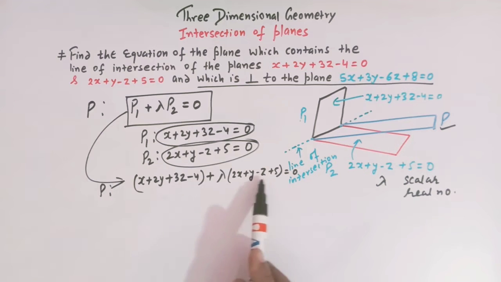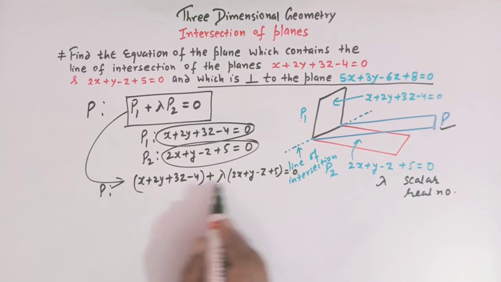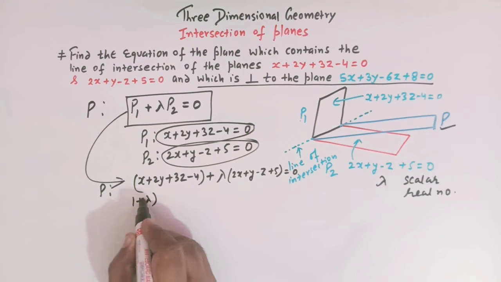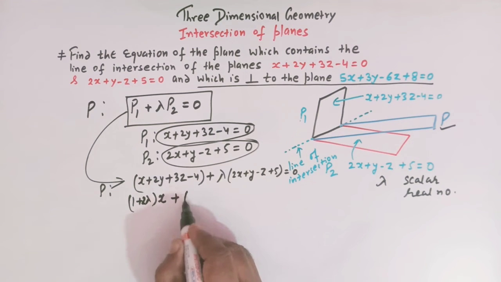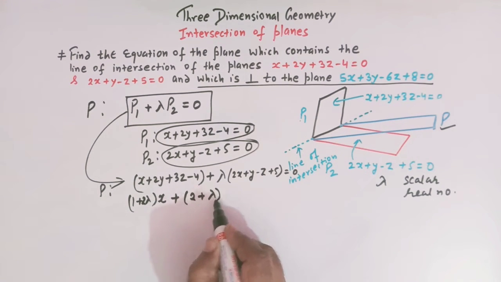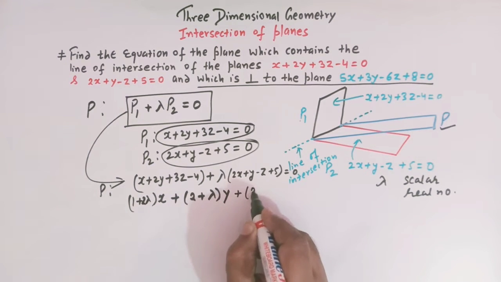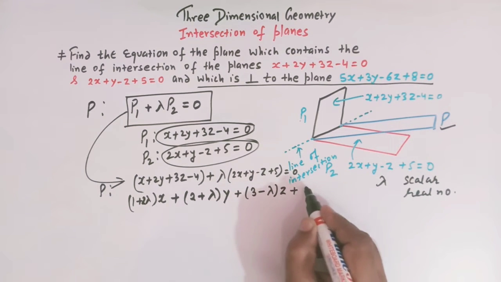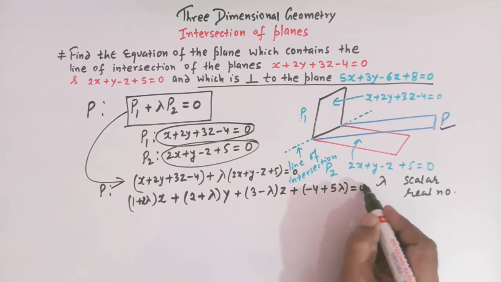So our next step is to utilize this condition, but before utilizing this condition, let us first rewrite this equation like this. So now here we can write this equation as 1 plus 2 lambda times x plus 2 plus lambda times y, and then 3 minus lambda times z plus minus 4 plus 5 lambda is equal to 0.